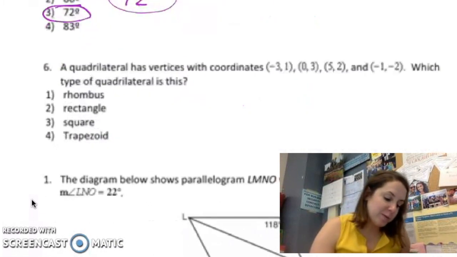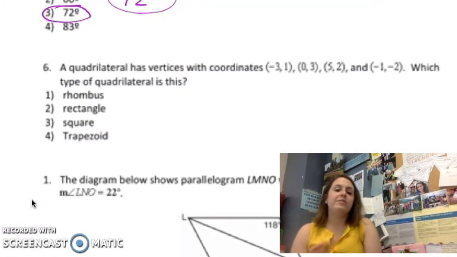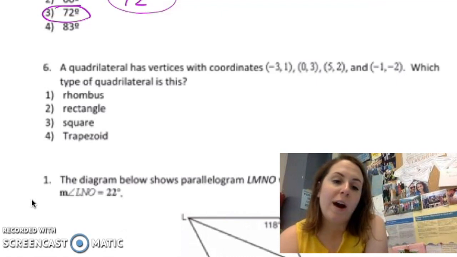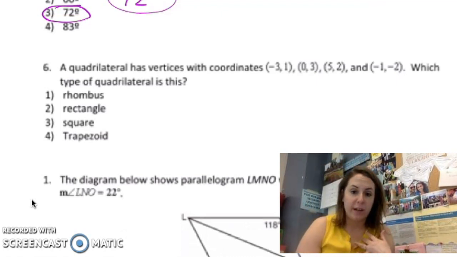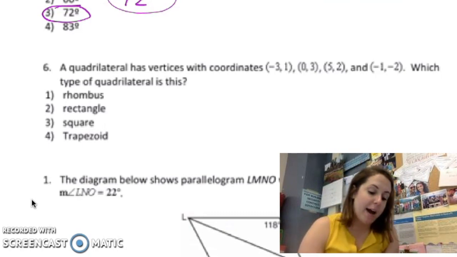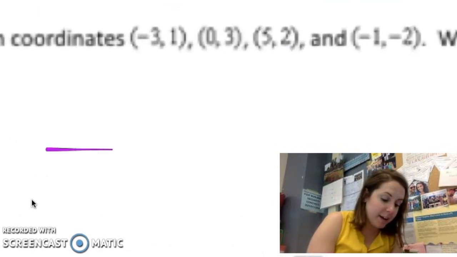Okay, let's look at the next one. I've got this quadrilateral with these vertices. Which type of quadrilateral is this? So is it a rhombus, rectangle, square, or trapezoid? So let's start by maybe graphing it out. That would be a good plan.